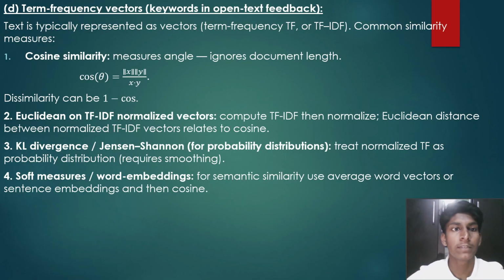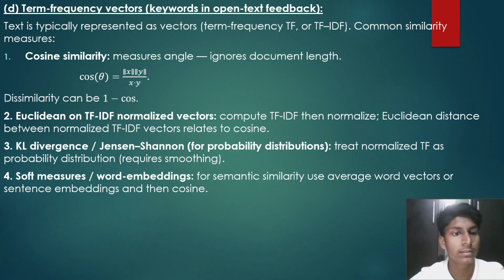Next is term frequency vectors. Text is typically represented as vectors. Common similarity measures: cosine similarity measures the angle and ignores document length. Here's the formula for cos theta given here. The dissimilarity can be 1 minus cos. Euclidean on TF-IDF normalized vectors: compute TF-IDF; the Euclidean distance between normalized TF-IDF vectors relates to cosine.